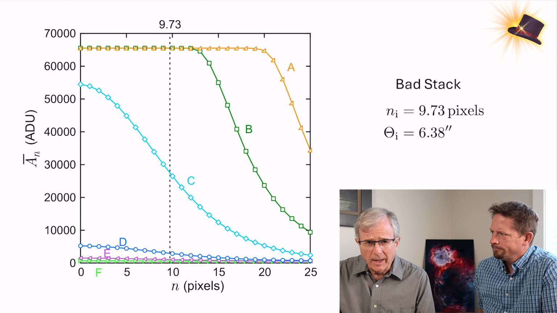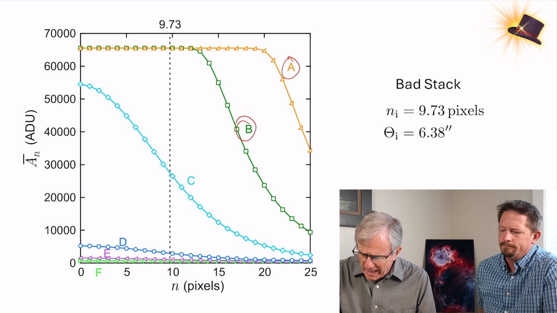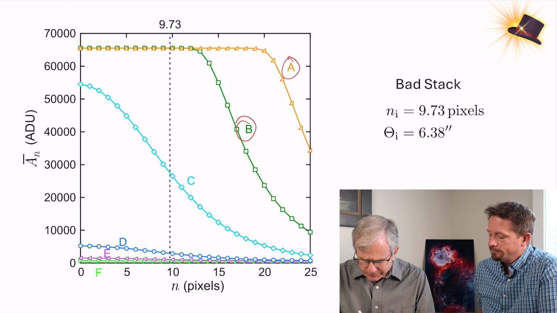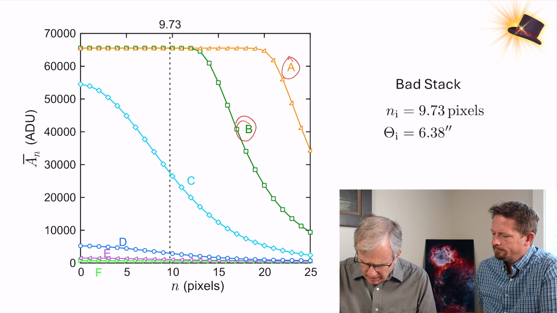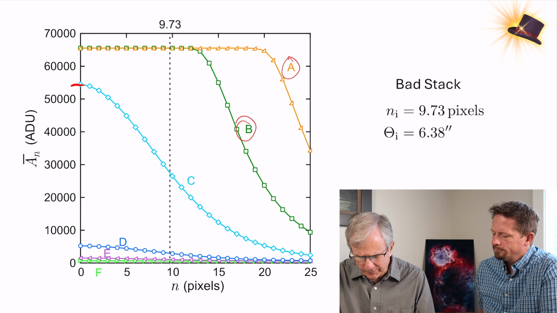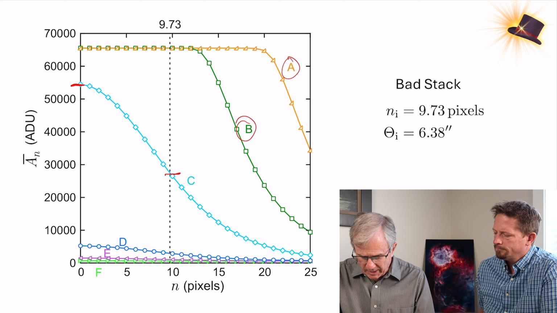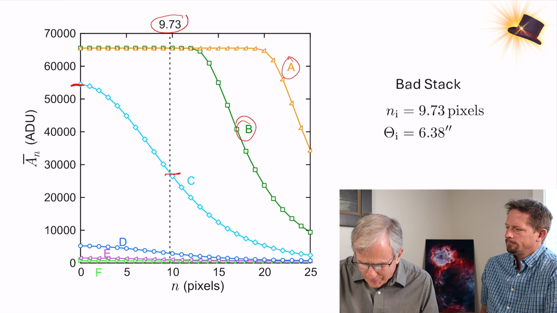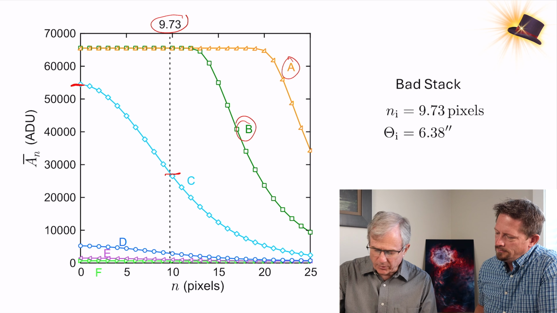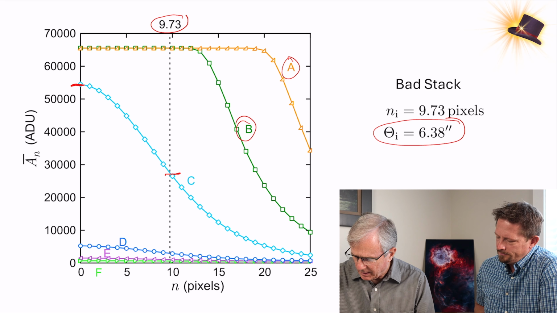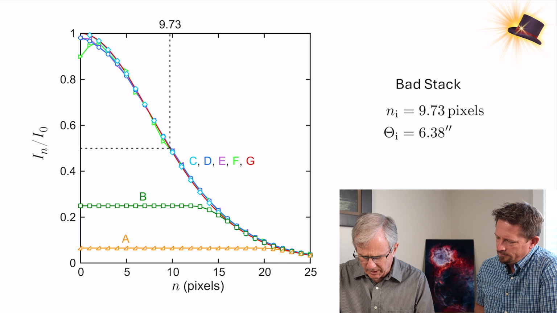Okay, here's the bad stack. And as you can see, stars A and B are saturated. Stars C, D, E, and F are not saturated. At first glance, the maximum that C reaches is around 54,000 or 55,000, and around 27,000 it reaches its half max. And this half width at half max for the bad stack is 9.73 instead of the 4.15 for the good stack. And the corresponding full width at half max is 6.38.